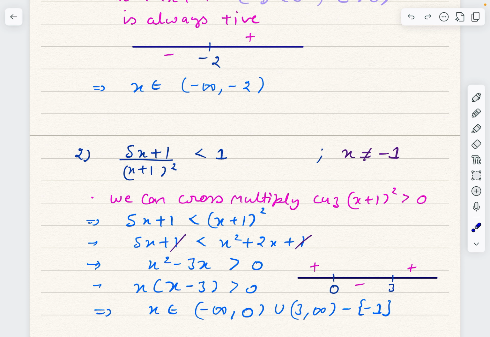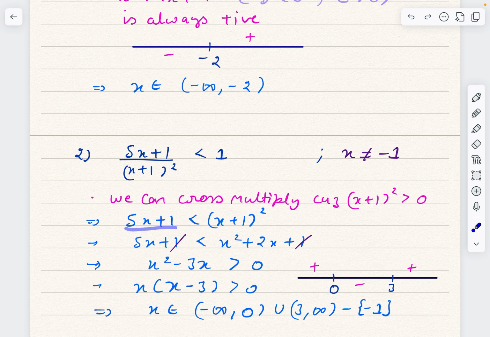Now, we have told you to not cross multiply, but in this problem, we can cross multiply. Why? Because x plus 1 squared is greater than 0 always. Whatever be the value of x, this thing will always be positive. So we can cross multiply for this problem. You can do it by bringing 1 to this side and LCM also, but that will be a bit lengthy. If you just cross multiply, it will save you time. So always look for the best possible approach.